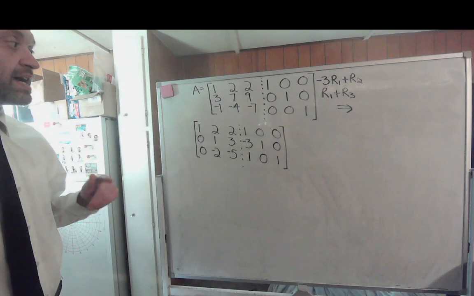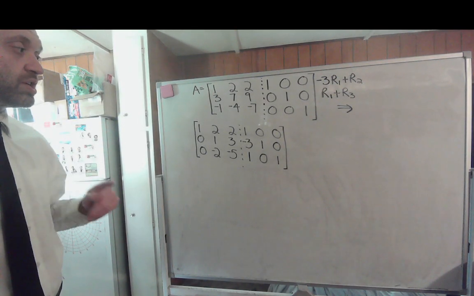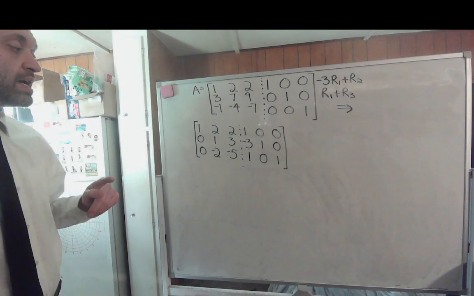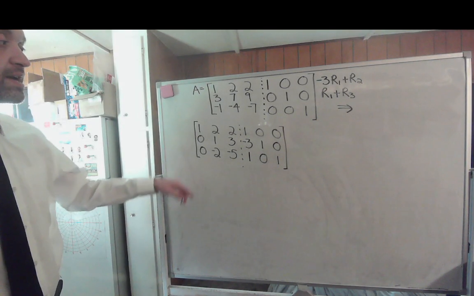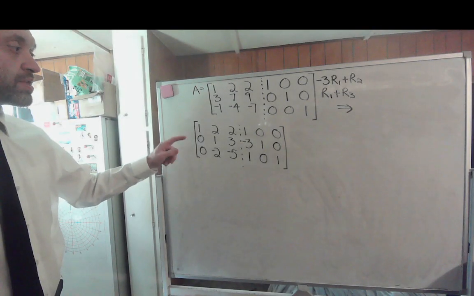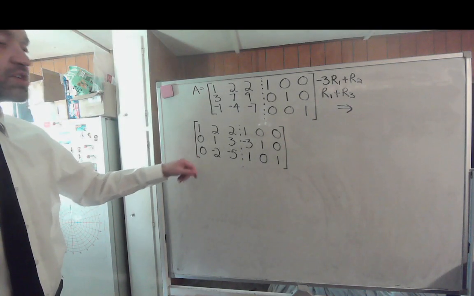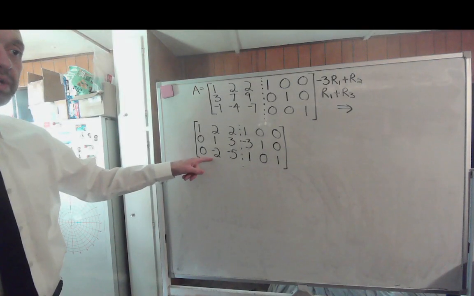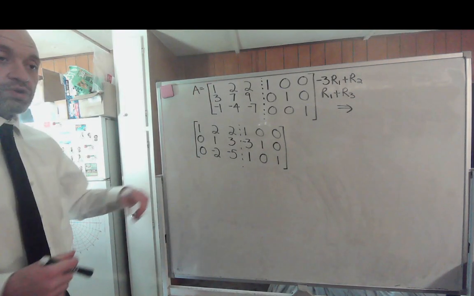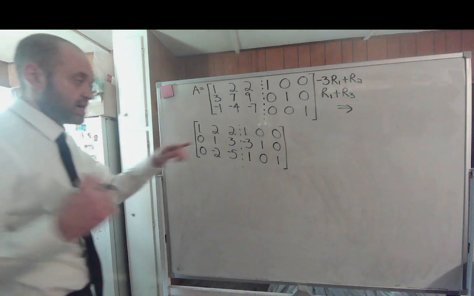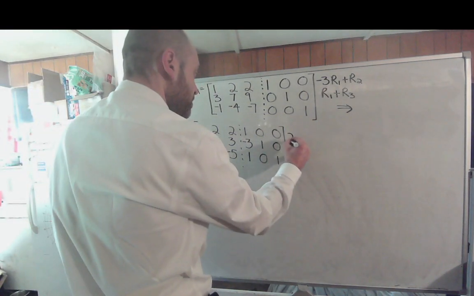The next thing I'm going to suggest that we do is we make that second digit in row 3 become a 0. In order to do that, I'm going to take 2 times row 2 and add that to row 3.